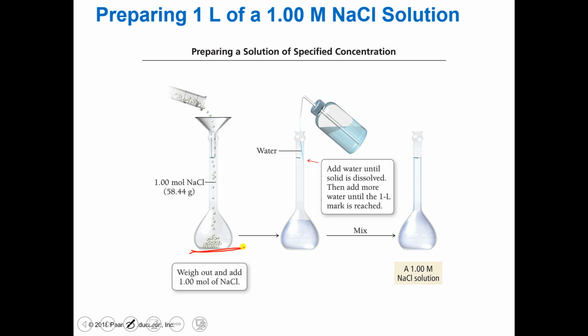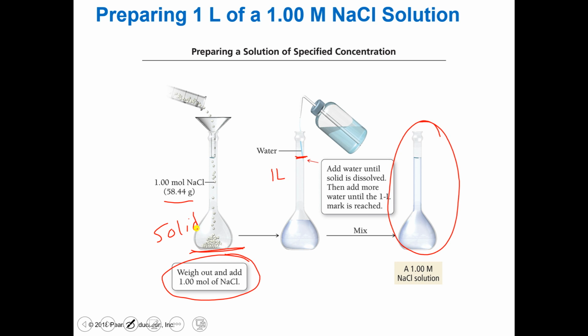So 1 mole would be weighed out, which is 58.44 grams. We're going to add water to the 1 liter mark here. That's 1 liter. This is a 1 liter flask. And then we will have it all mixed together. So solid weighed out first, water added to the 1 liter line because that's what it asked for, and then it's mixed together. And that is a 1.00 molar solution of sodium chloride.